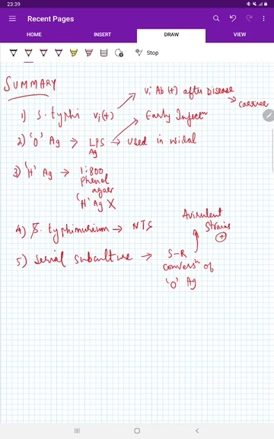Now the summary: Salmonella typhi has the Vi antigen, and remember, if the Vi antigen is present after the disease, in the recovery phase, it means the person is a carrier of Salmonella infection. The O antigen is basically the lipopolysaccharide, and it is used in Widal. If the antibody is present for the O antigen, it means it is an early infection. The H antigen is inhibited by 1 in 800 phenol agar. Salmonella typhimurium is going to cause non-typhoidal salmonellosis. Serial subculture of Salmonella will cause SR conversion of the O antigen, which in turn causes avirulent strains.